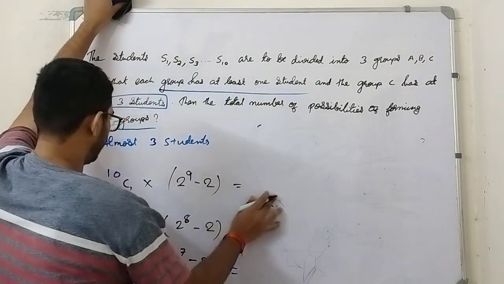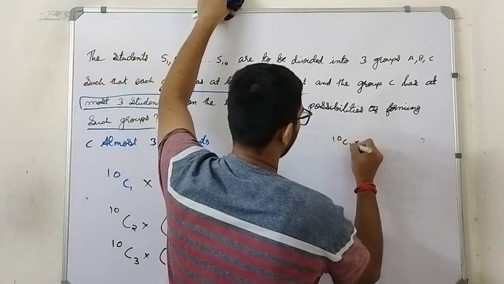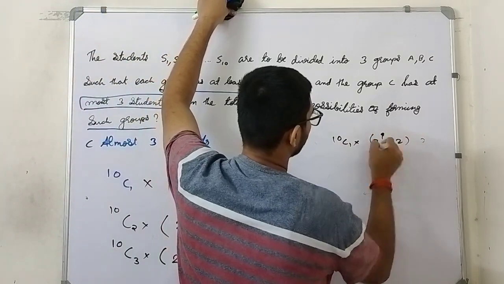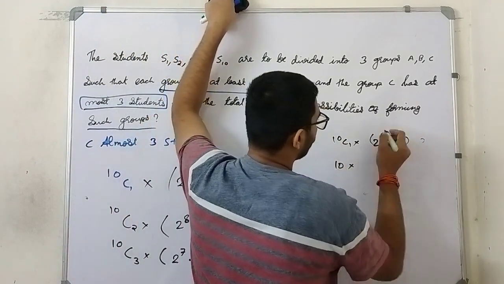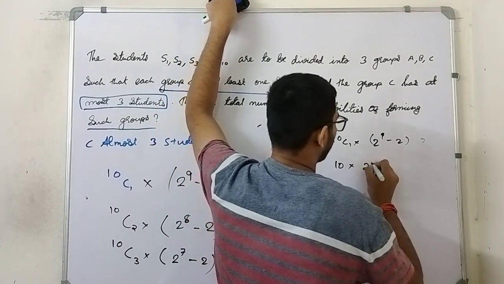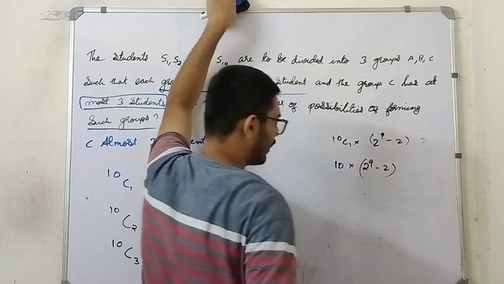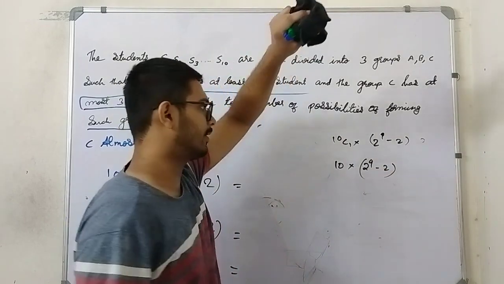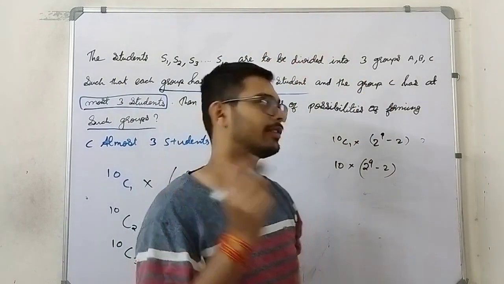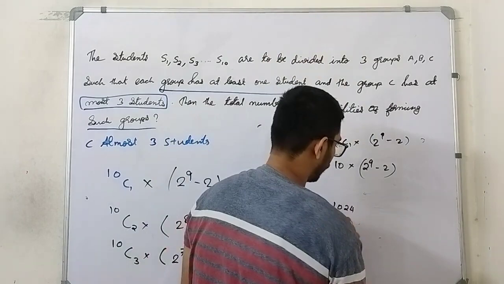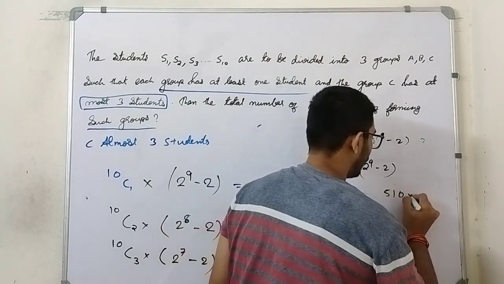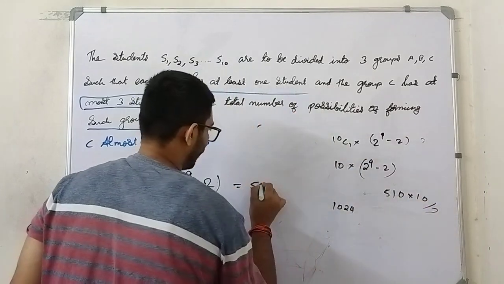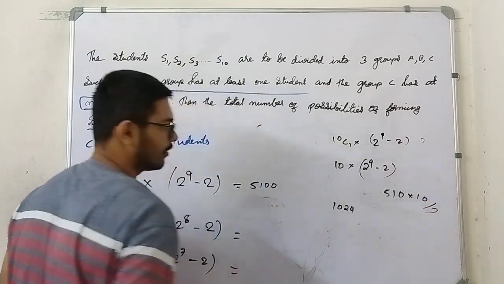Now we can calculate this: 10C1 into 2 raised to 9 minus 2. 10C1, nC1 is n, so you can write 10 into 2 raised to 9 minus 2. What is 2 raised to 10? 2 raised to 10 is 1024. So 2 raised to 9 is 512. So 512 minus 2 is 510, into 10. So the value will be 510 into 10, 5100.